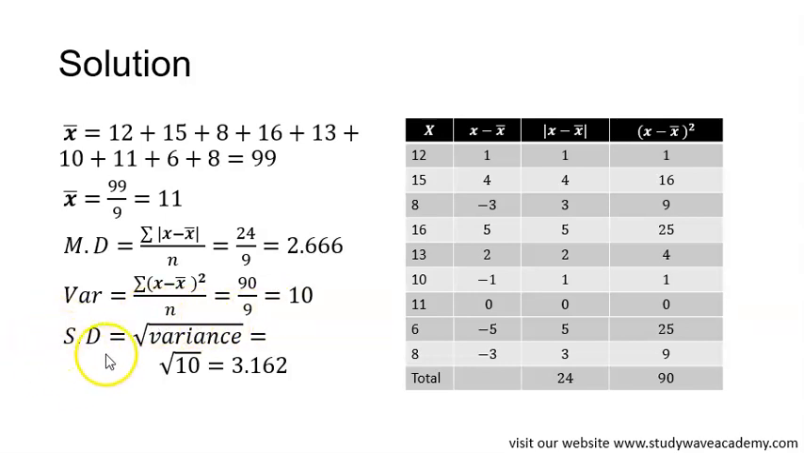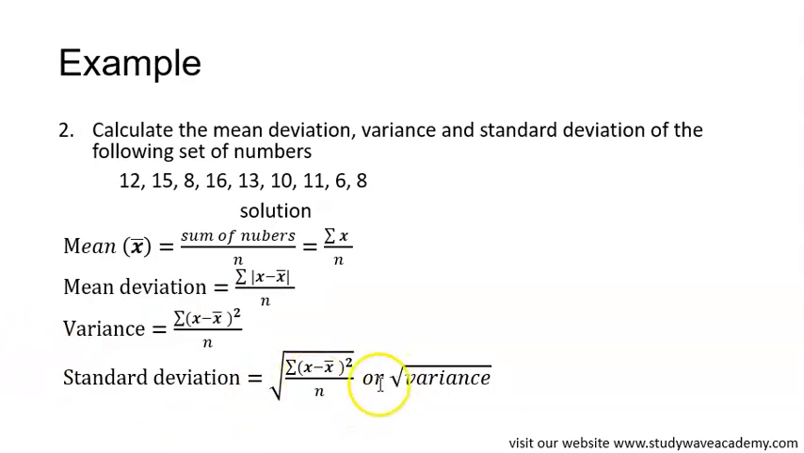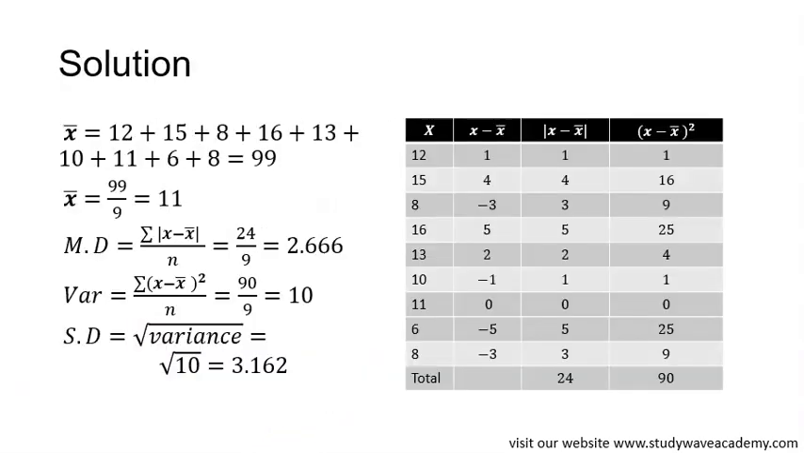Remember the formula for standard deviation? It can be this or this, which is it can be the square root of the sum of x minus x bar raised to power 2 over n, or the square root of variance. It's still the same thing. Remember, this is the formula for variance. It's just squared, okay? I'm showing you that not to be confused. So it's still the same thing when you see the square root of variance.